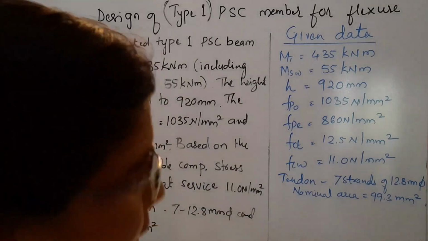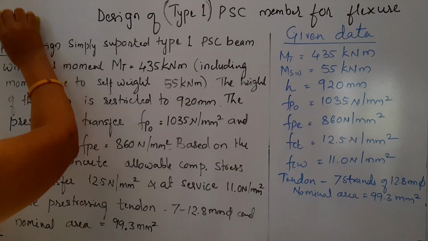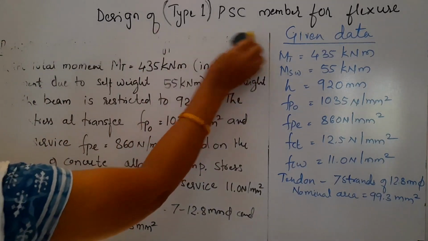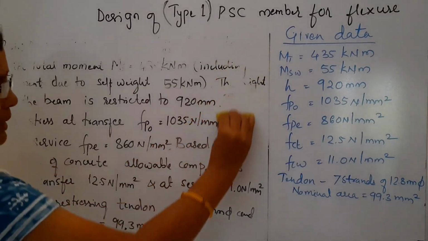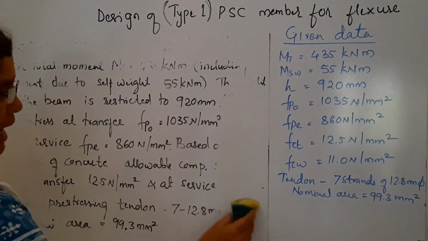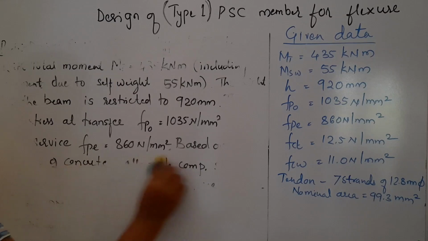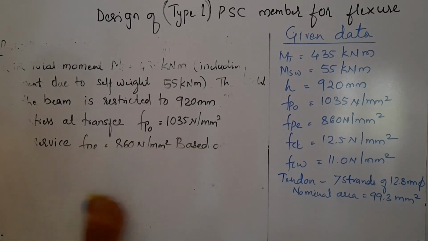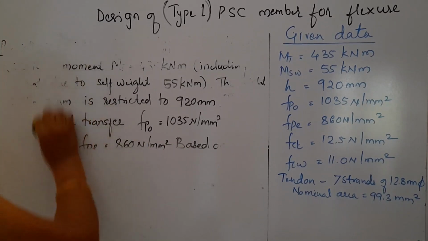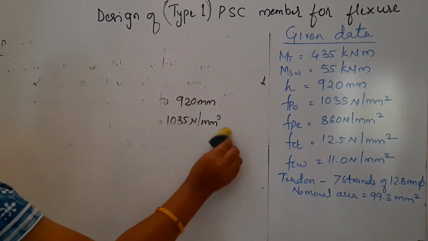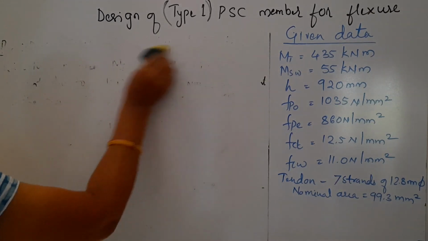Now we will solve this, designing the problem for a type 1 member. What do we mean by a type 1 member? A type 1 member is one in which no tensile stresses are allowed at transfer as well as in working condition. That is 0 at the top during transfer, and 0 at the bottom during working or service conditions. No tensile stresses are allowed in the type 1 member.